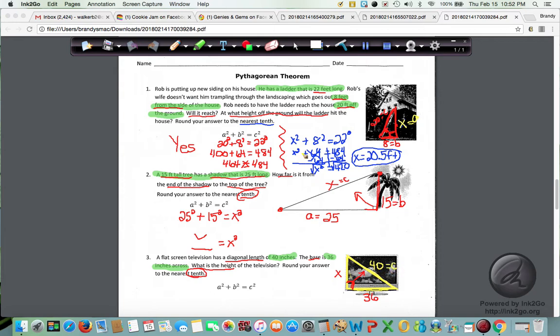Does it matter what you make A or B? No, it does not. So I'm going to make A be X, and B is going to be 36. And now, I'm not going to do anything else. In this case, since we have X for A, you are going to have to do some subtraction like we did up here, and solve for X. Remember to round to the nearest tenth.